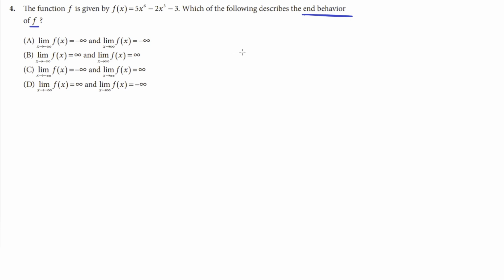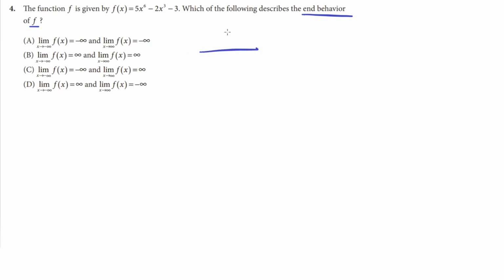So the end behavior of f is what the graph does at positive and negative infinity. So we'll just be using the limit to see what the value of f of x is when x goes to negative infinity and positive infinity.